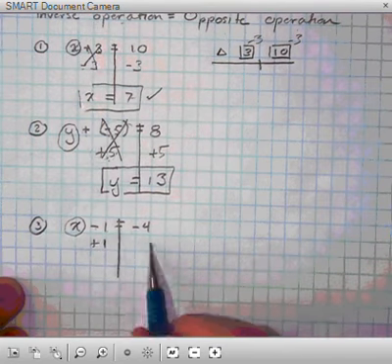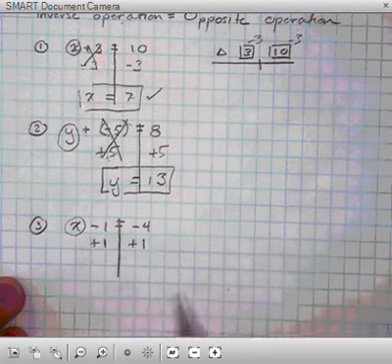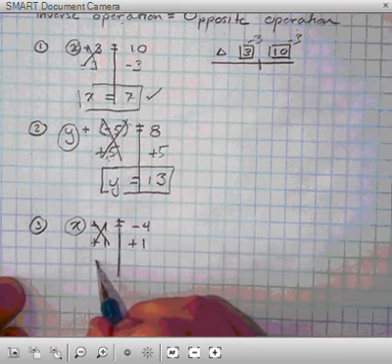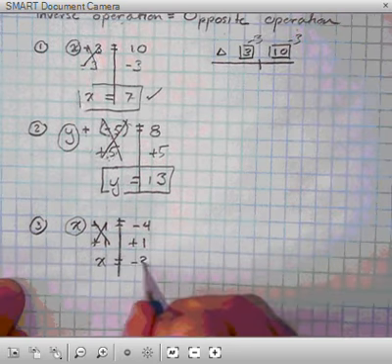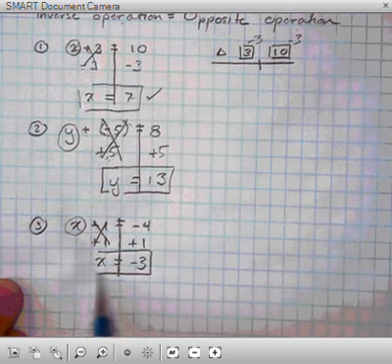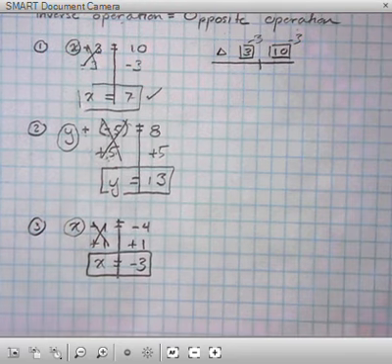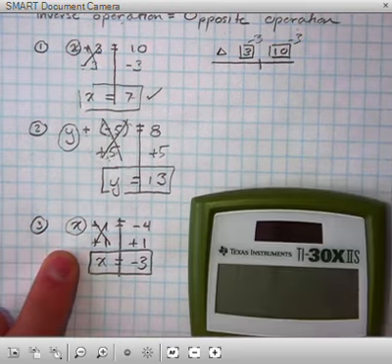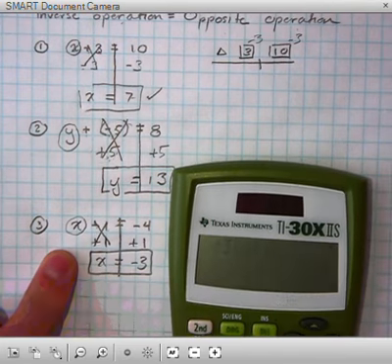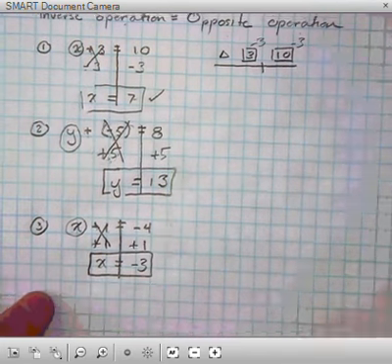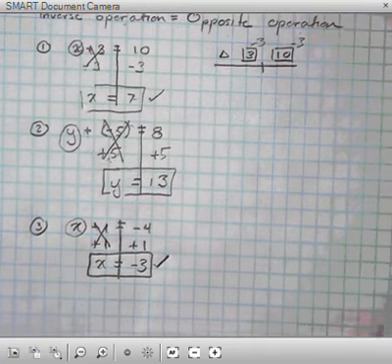Whatever I do to this side, I also have to do to this side. Now those cancel. x equals negative 4 plus 1 gives me negative 3. And you're thinking, Mr. Thompson, I got a different answer. Is mine right? What you have to do is plug that back into your original problem. Negative 3 minus 1 gives me negative 4. So I know it's right.